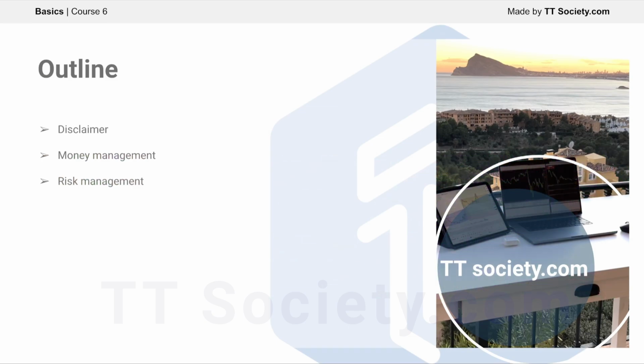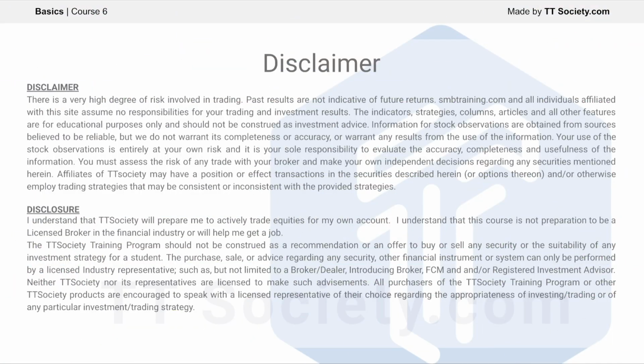The outline, little disclaimer, and our focus for today again, money management and risk management. Disclaimer, be careful when trading with actual life funds. Trading is highly risky.